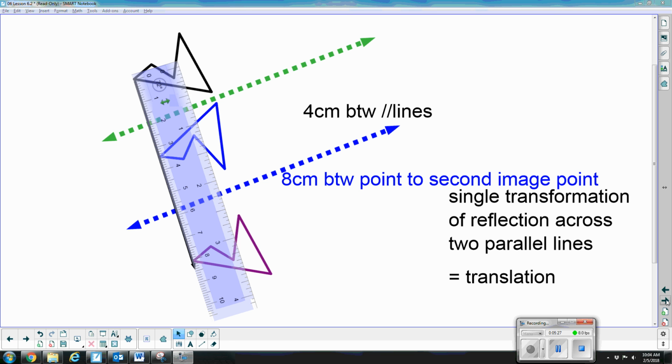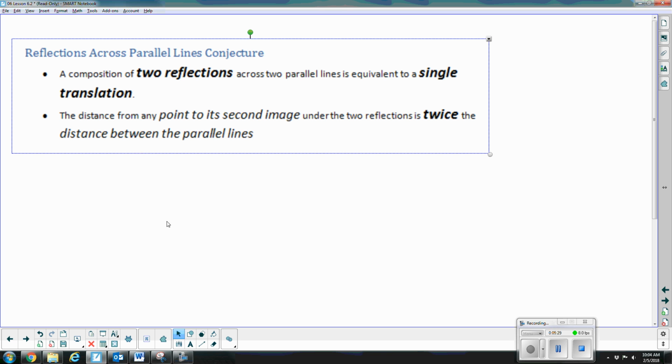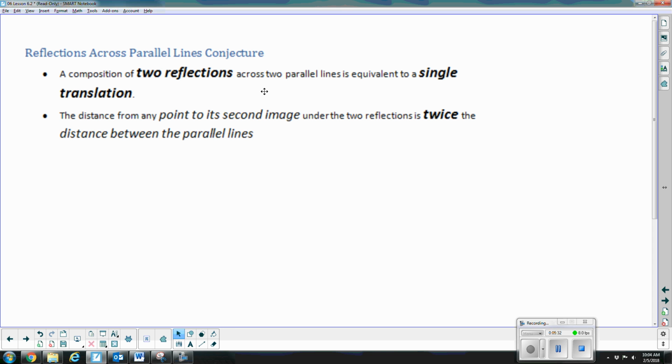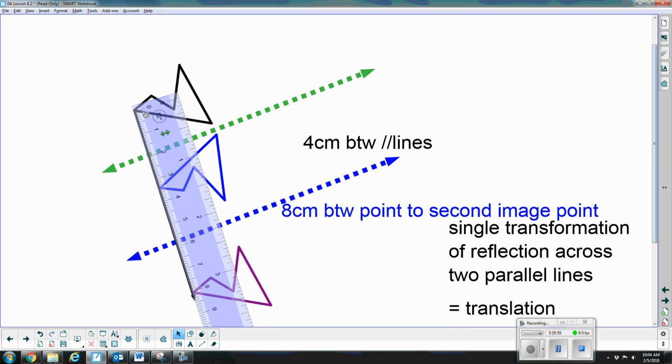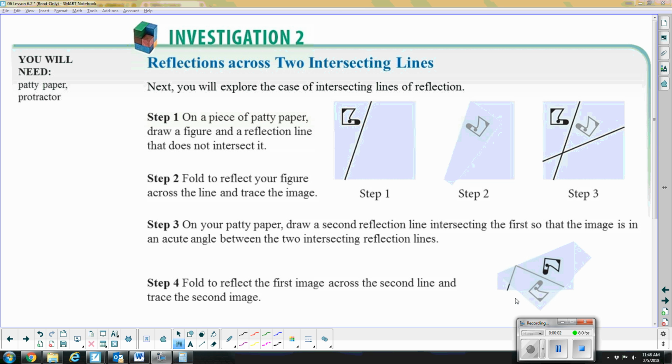That leads us to our first conjecture: a composition of two reflections across two parallel lines is equivalent to a single translation. So we looked at the translation vectors. Secondly, the distance from any point to its second image point under the two reflections is twice the distance between the parallel lines. In my example, the distance between the parallel lines was 4 centimeters, and the distance between an original image point and its second image point is twice that, which was 8 centimeters.